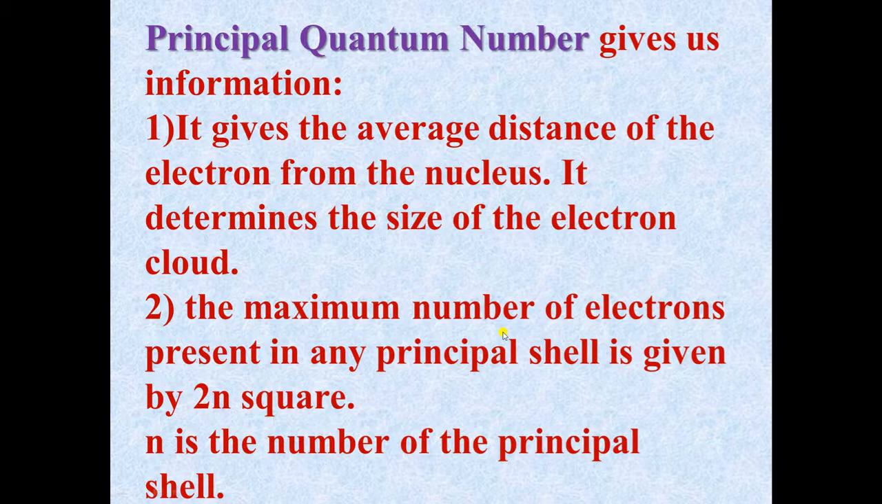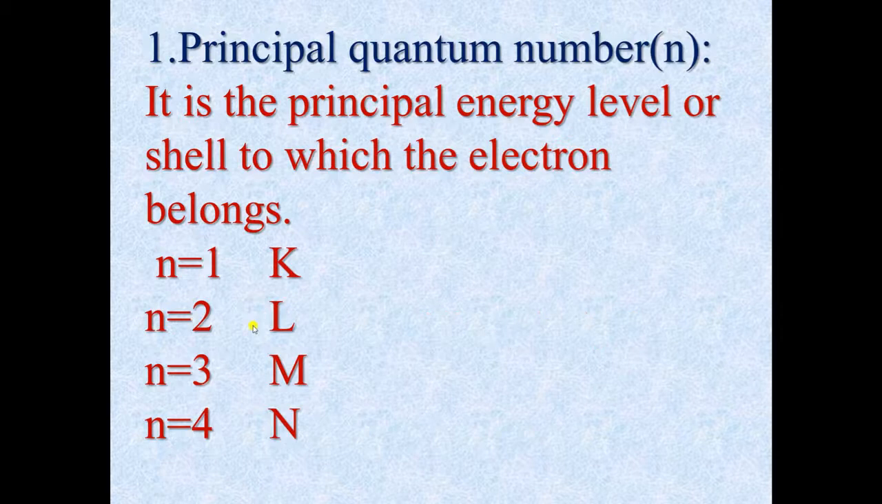Now principal quantum number gives the average distance of the electron from the nucleus, and it determines the size of the electron cloud. Here if value of n is 4, that means the electron cloud is large, and the distance of the electron from the nucleus will be more. But if the value of n is 1, then distance of the electron from the nucleus is less, and electron cloud will be small. So it depends on the value of n. If value of n is more, then electron cloud will be large and distance of the electron from the nucleus will be more.